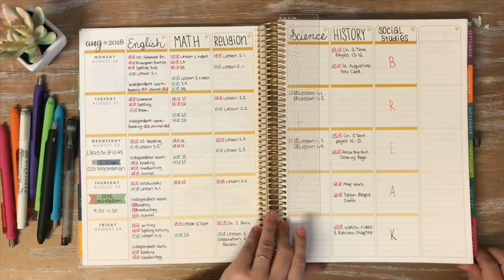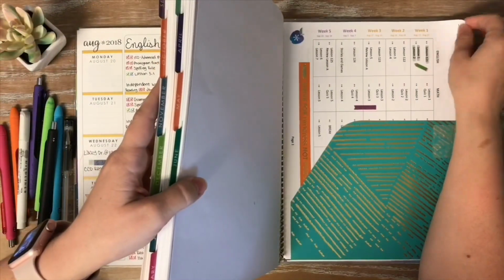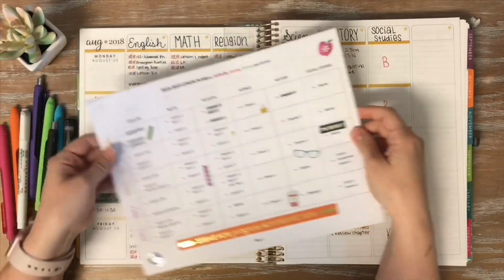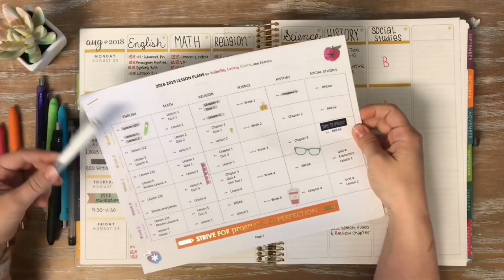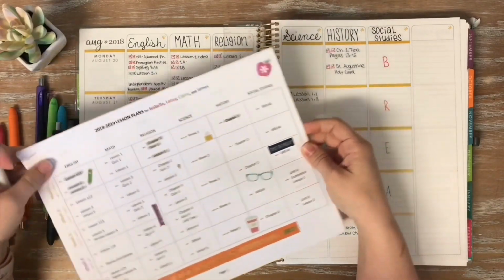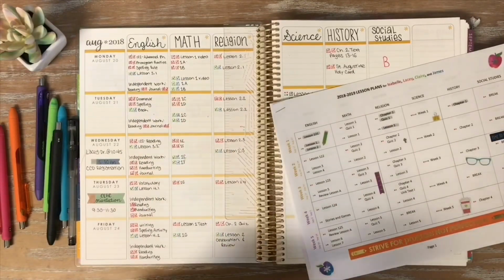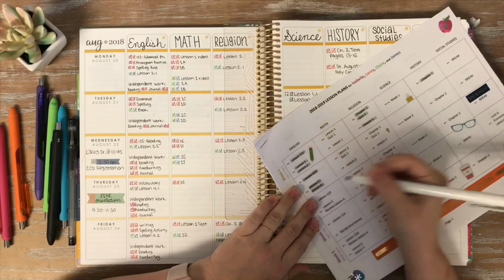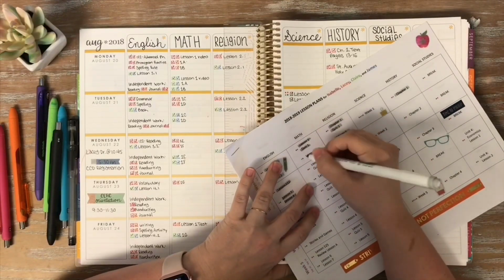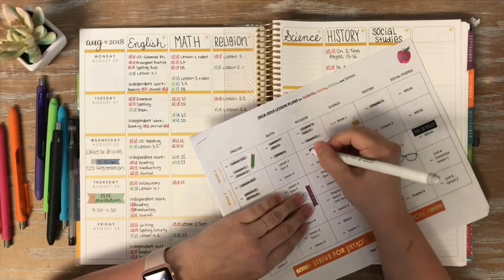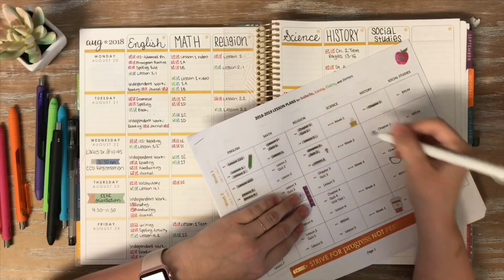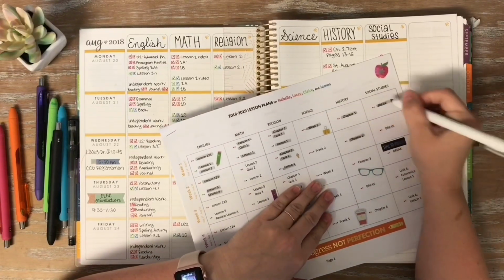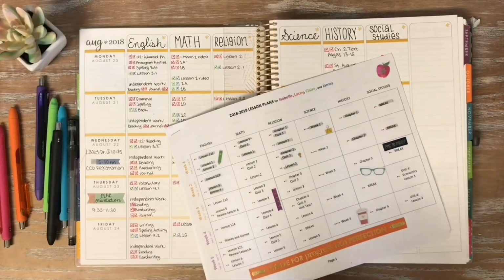So my next step is to turn to my little yearly overview right here. And I get my highlighter and I highlight what we accomplished. Okay, so this week we got all of our English done. We got lesson 1 done in math, chapter 2 done in religion, week 1 done in science, chapter 2 done in history, and social studies is on a break right now.